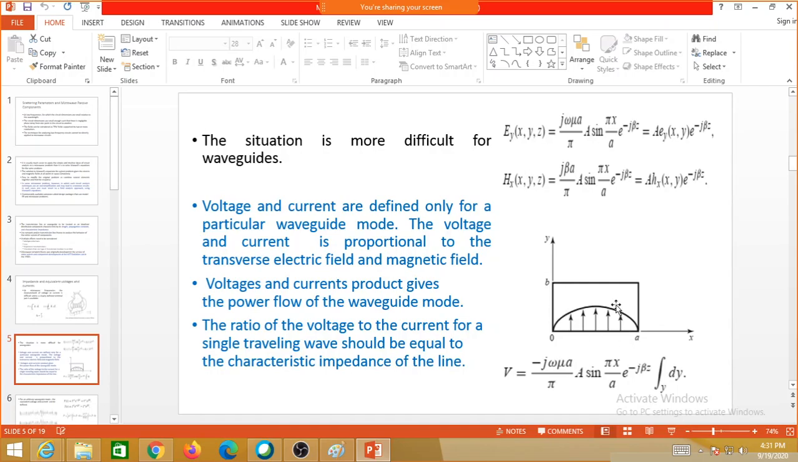So what will happen is that we take a particular mode, either a TE mode or a TM mode. As you might have seen in waveguide theory, there are modes like TE10, TE01, TM11; different modes will be there. We calculate the voltage and current for a particular mode only in the waveguide situation. You might already know these electric field and magnetic field equations, well known from waveguide theory.